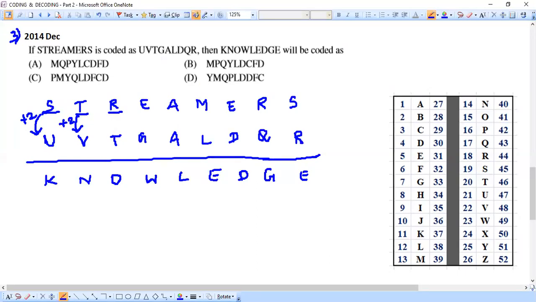Next, R to T they are moving. R is the 18th letter and T is the 20th letter. Again, 18 to 20 is +2. Let's make a note of it. Next, E to G they are moving. So E is at the 5th position and G is at the 7th position. So 5th to 7th is again +2. So far it's moving good only.